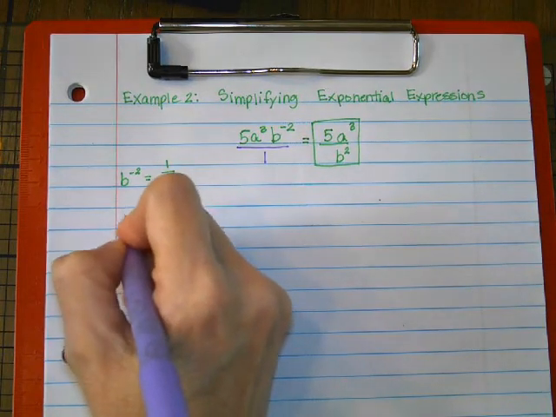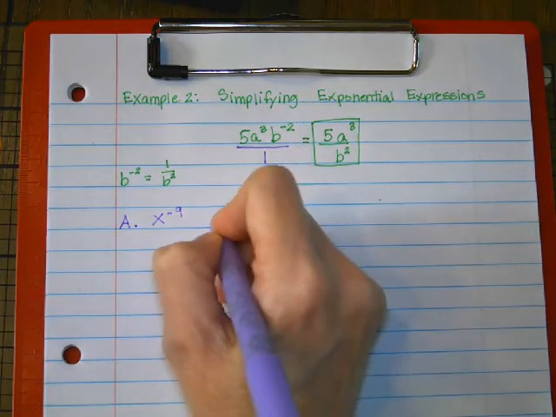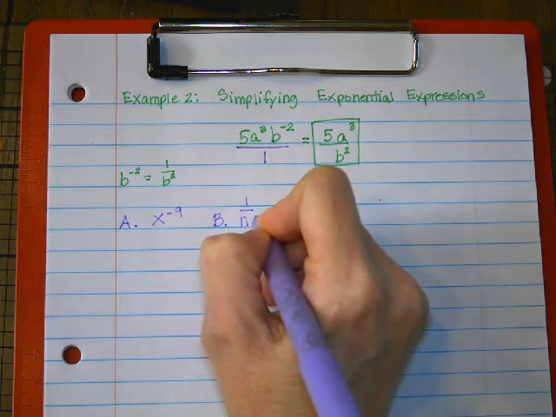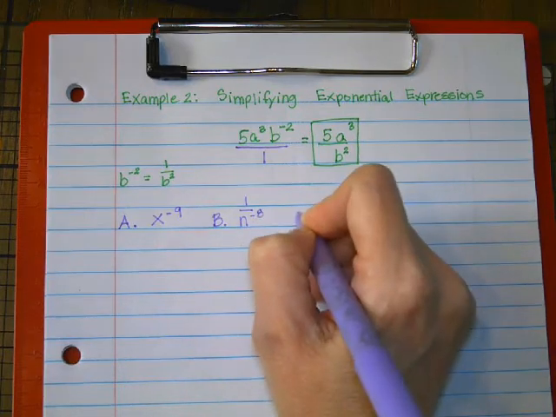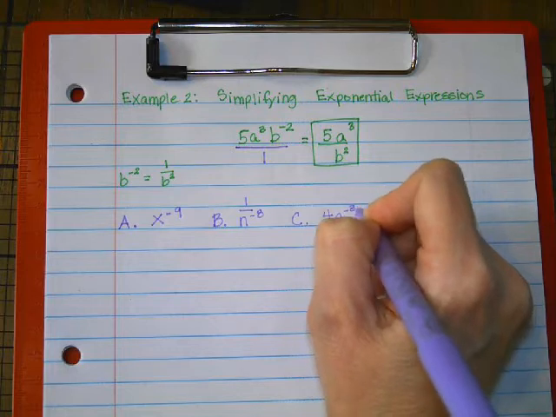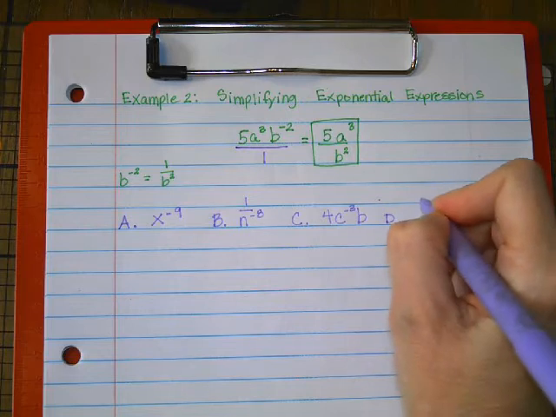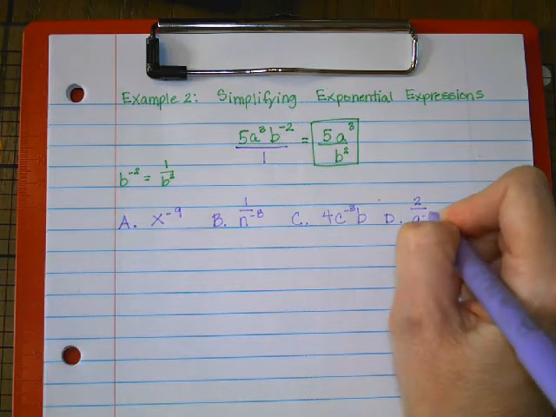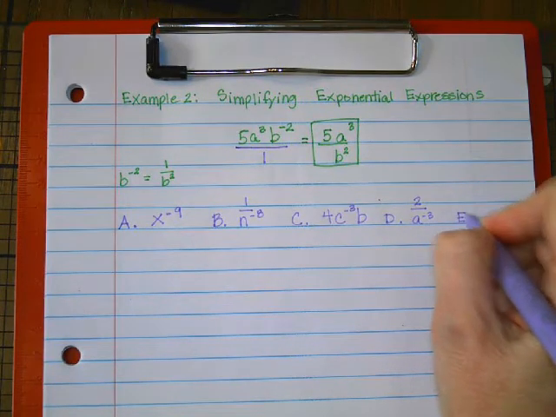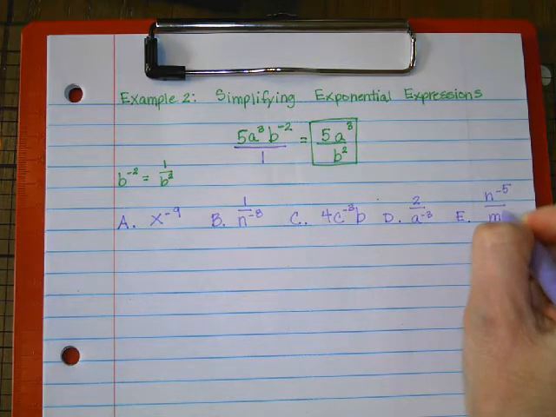All right, so part A, we've got x to the negative 9. B is 1 over n to the negative 8. C is 4 times c to the negative 3 times b. D is 2 over a to the negative 3. So again, I'm on page 419 in your textbooks. And E is n to the negative 5 over m to the second.